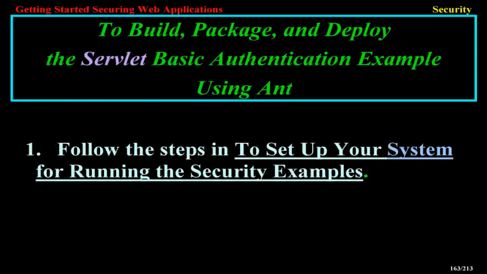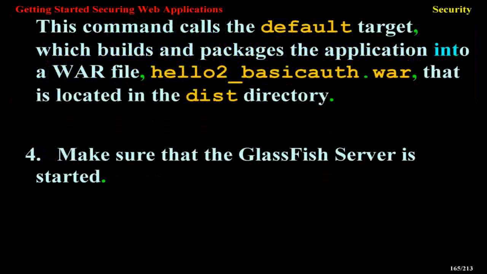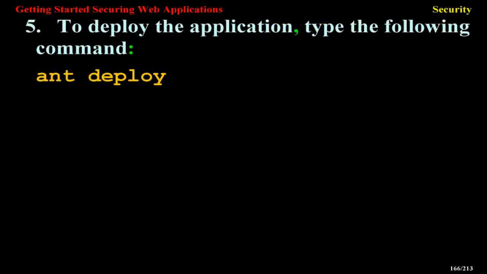To build, package, and deploy the servlet basic authentication example using Ant, follow the steps to set up your system for running the security examples. In a terminal window, go to tut-install/examples/security/hello2-basic-auth. Type the following command: ant. This command calls the default target, which builds and packages the application into a WAR file, hello2-basic-auth.war, that is located in the dist directory. Make sure that the GlassFish Server is started. To deploy the application, type the following command: ant deploy.